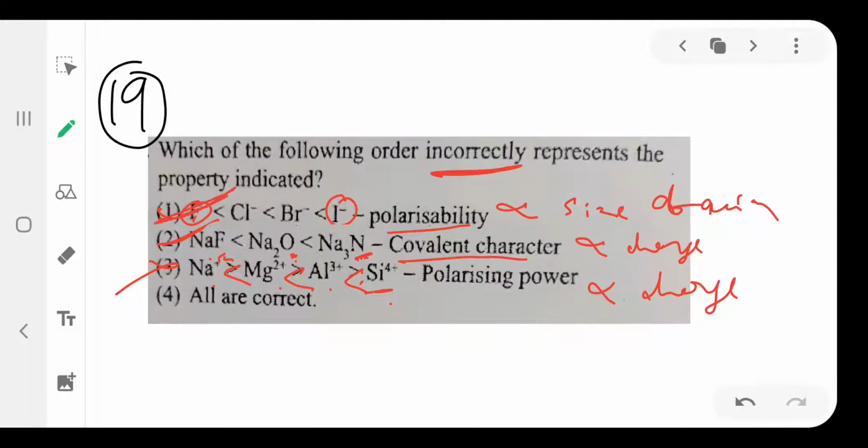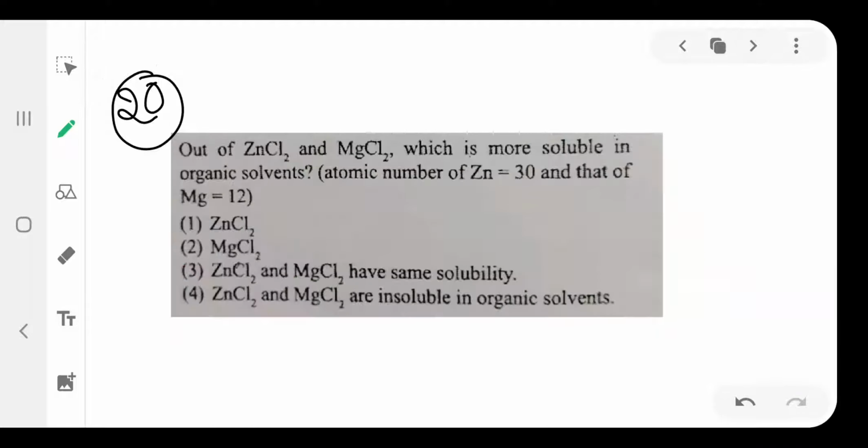So the first two are correct options. So the incorrect one is option 3. Option 3 is the correct answer for this question, as that is the incorrect statement. Then question number 20: out of ZnCl2 and MgCl2, which is more soluble in the organic solvent?